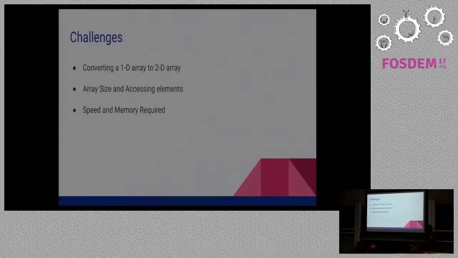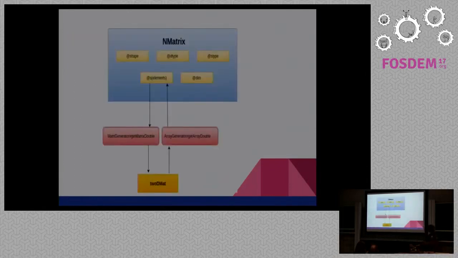So the challenges were as follows: you convert an n-dimensional matrix into a two-dimensional matrix. An n-dimensional matrix is actually stored as a 1D array, because you can't simply create a multi-dimensional array and lay it down in RAM properly. Now the array size matters, you have to access the elements with speed, and you have to take memory into consideration. So we have an n-matrix, and I need to get a 2D matrix from this. So I use these helper functions. These are static methods from a matrix generator class called getMatrixDouble, and the array generator class has getArrayDouble.